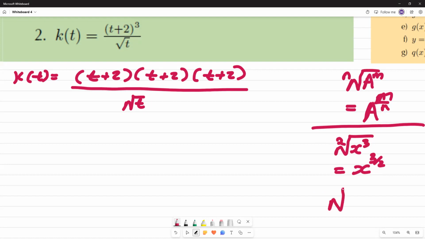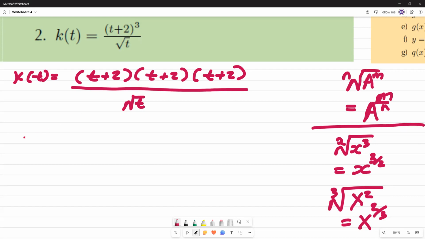Let's do another example. Say I have the cube root of x squared. This can be written as x to the power 2 over 3. You need to know this to convert from a root to the exponent. A root is just an exponent expressed in another form. You need to know that.